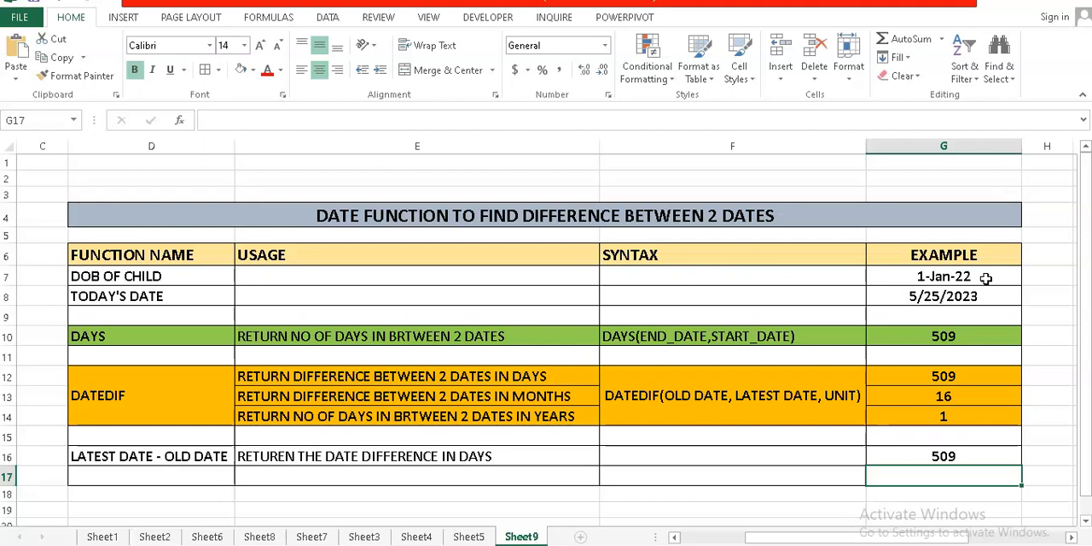I hope you have understood all these three simple formulas or functions in Excel.